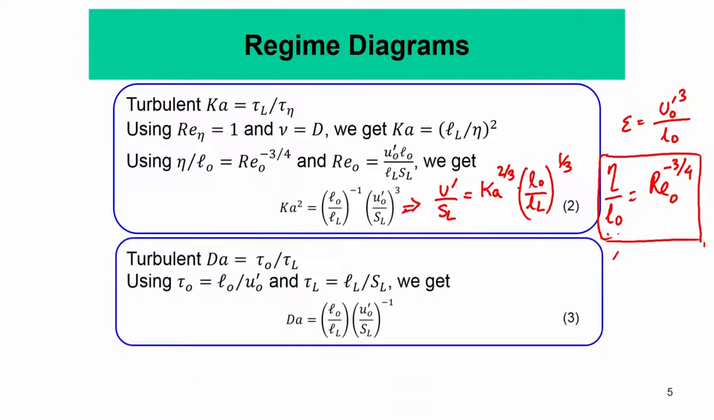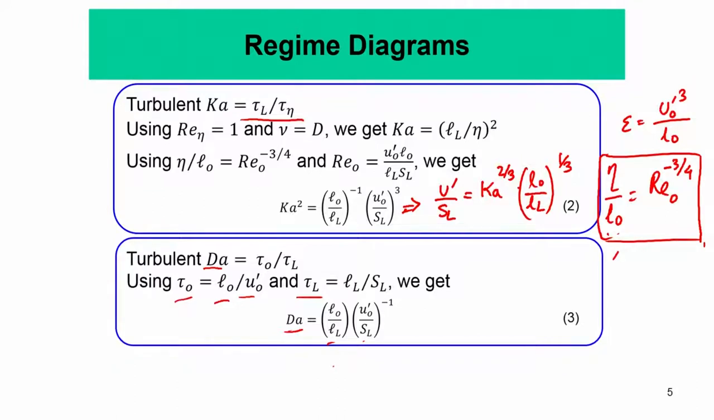So we can define another non-dimensional number. Now this is based on the integral time scale to the flame time scale. Remember, Karlovitz number is the ratio of the flame time scale to the Kolmogorov time scale. So the turbulent Damköhler number is based on the ratio of the integral time scale to the flame time scale. Okay, and the integral time scale is nothing but L0, that is the integral length scale, divided by U prime RMS, that is the RMS of the fluctuating velocity. And the flame time scale is of course LL by SL, so we can write this simple Damköhler number as L0 by LL times U prime by SL inverse.